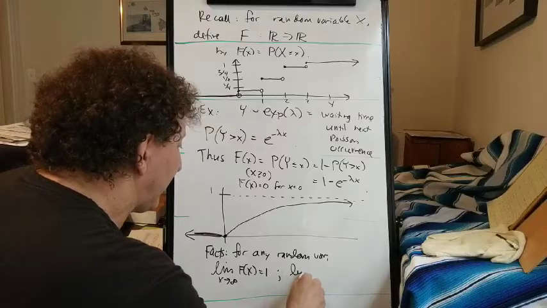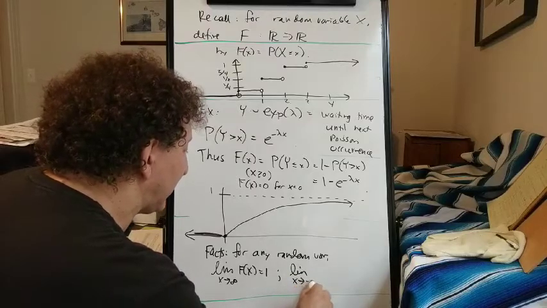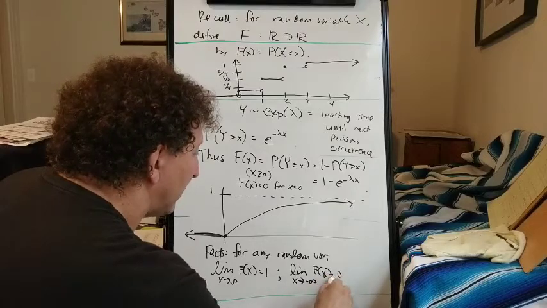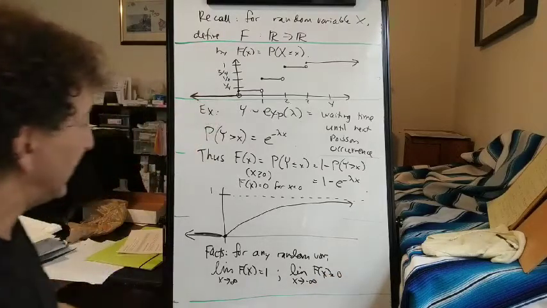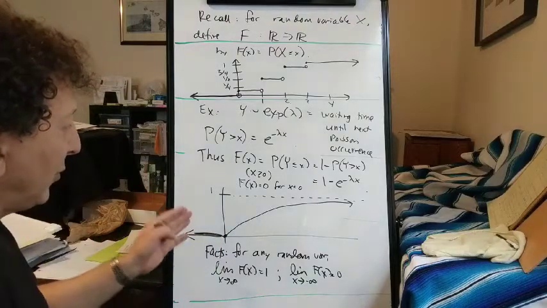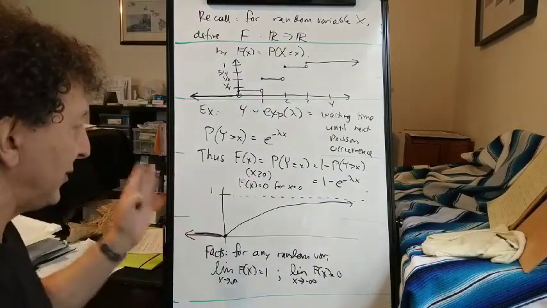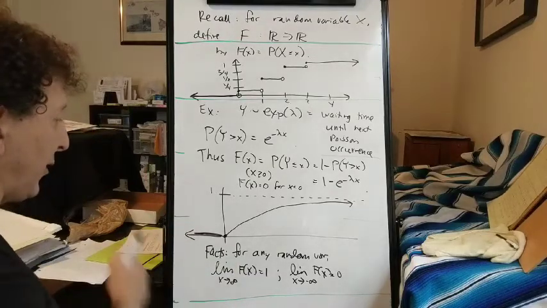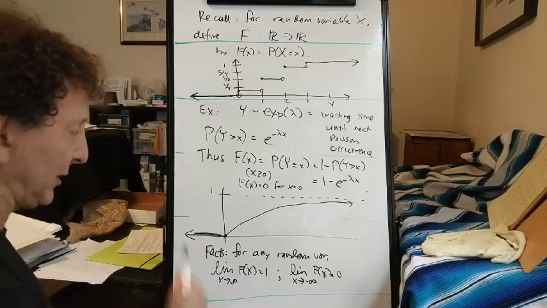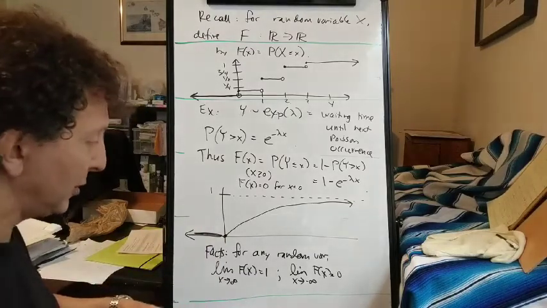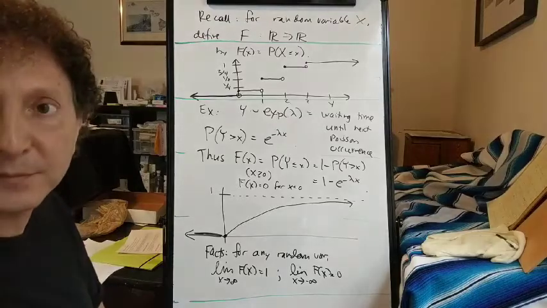And then the limit as x goes to negative infinity of F of x equals 0. Because as we go further and further to the left, we're going to be to the left of most of the possible values of x, possibly all of them. The further to the left we go, the more values we're leaving off, and then there's less and less probability of getting that value or less.